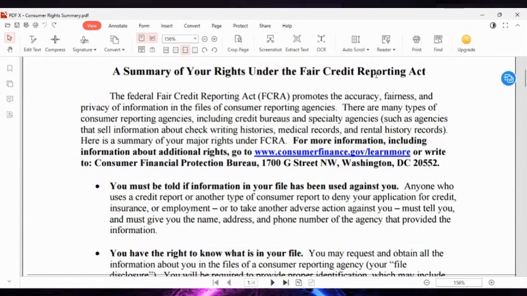And under the FCRA, the Fair Credit Reporting Act, you have rights. If you ever want to know what most of your rights are under the FCRA, you can simply go to consumerfinance.gov and check it out. Right here is just a summary. I'll leave it in the description below, and we'll leave the link to consumerfinance.gov.